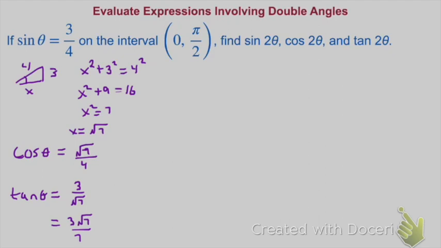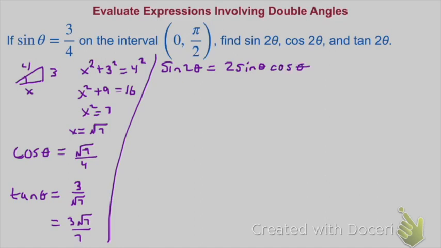Now we're just going to use our double angle identities from our sheets to find sine 2 theta, cosine 2 theta, and tangent 2 theta. If you look at your sheet, the sine of 2 theta is the same as 2 times sine theta cosine theta. We know what our sine of theta and cosine of theta are, so we can just plug them in. The sine of theta we know is 3/4. The cosine of theta we know is square root of 7 over 4. And then we just simplify this.